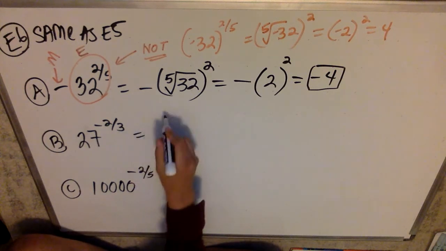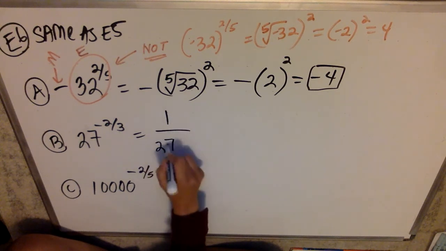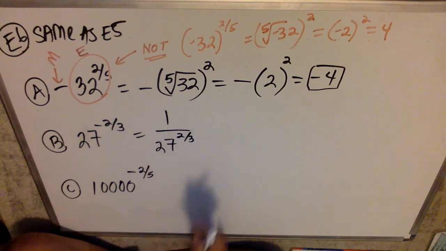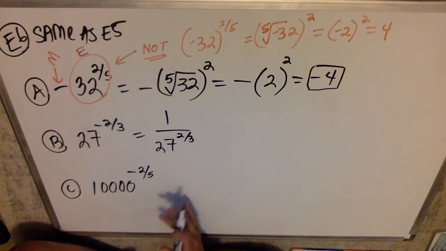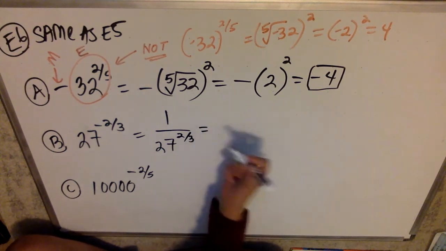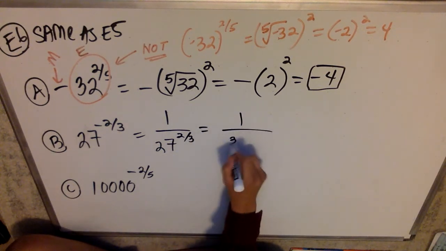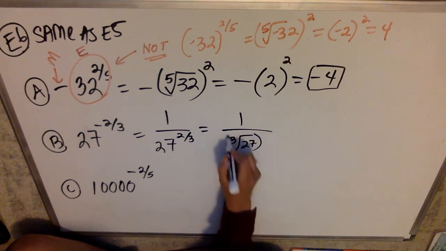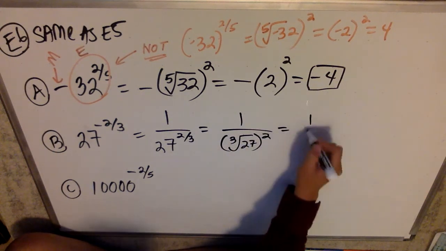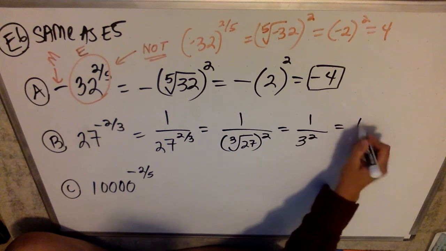All right, let's do the 27 to the -2/3. Remember, a negative exponent means, hey, I'm on the wrong floor. So this 27 should be a 27 to the 2/3 on the bottom, right? 1 over 27 to the 2/3. Now I'll go ahead and do my root stuff. That's the cube root of 27 whole quantity squared. So that's a 1 over a 3 squared, or a 1/9.